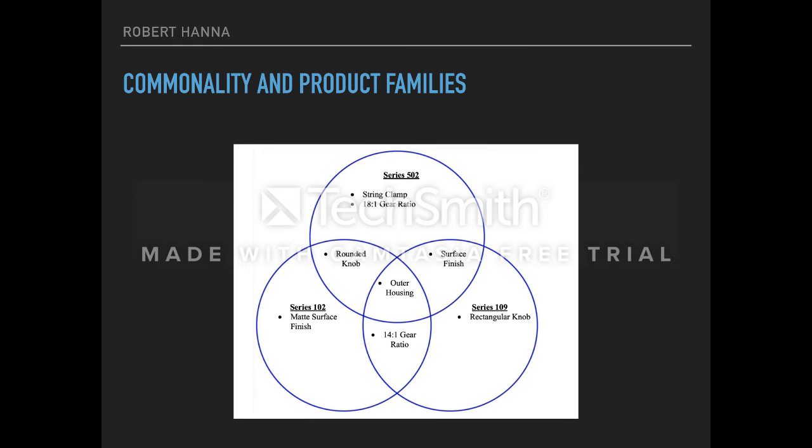And this is just a Venn diagram to show some of those things that I just spoke about. Again, the 502 is the locking mechanism, so the premium of the premium. 102 is the basic, and then 109 is within the same series, but is the high end of that. So that one just has essentially a fancier knob and a cooler surface finish. But all of them pretty much share the same outer housing.